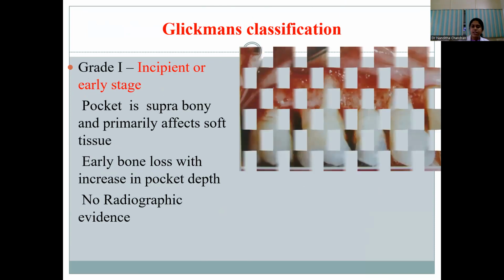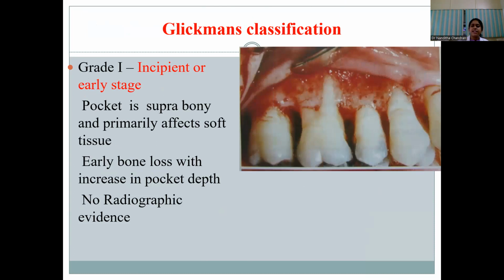Grade 1 is an incipient lesion. You can see it and normally feel it as a catch with the probe. That's all. We don't have any radiographic findings. So basically, treatment for this is just scaling and root planing, removing the local factors.